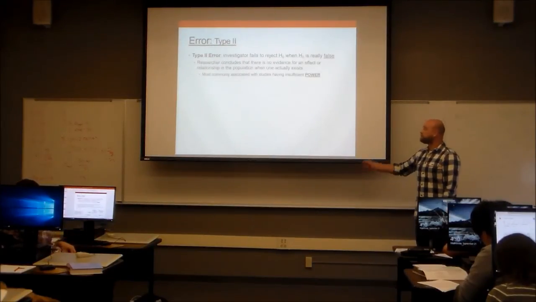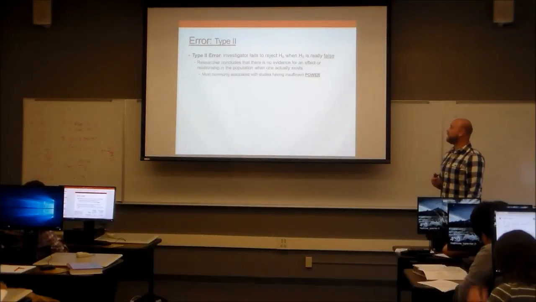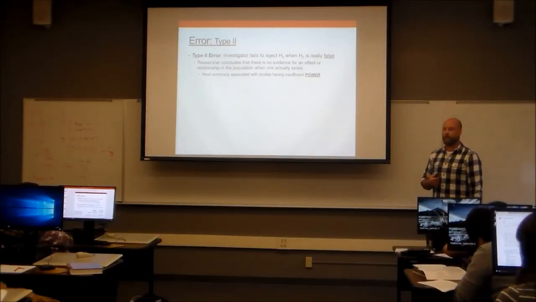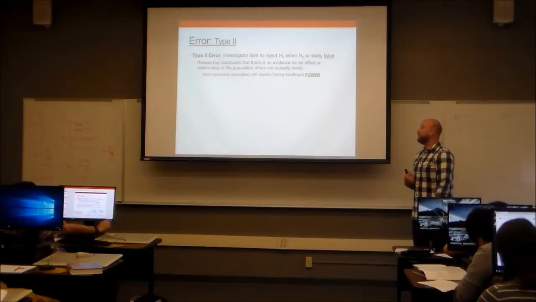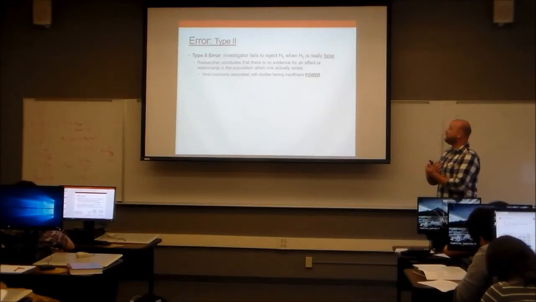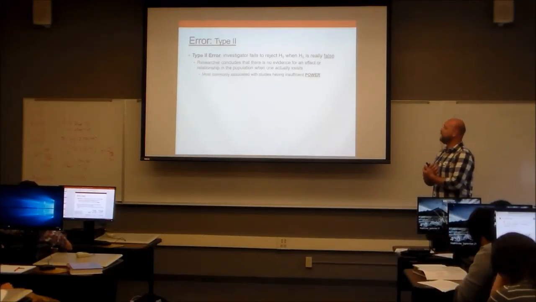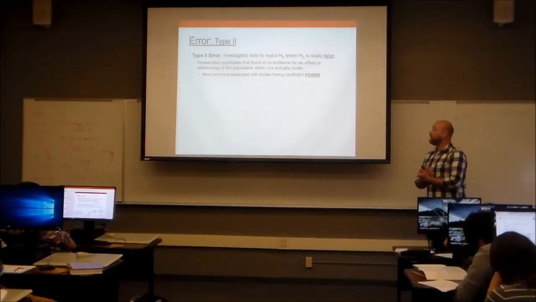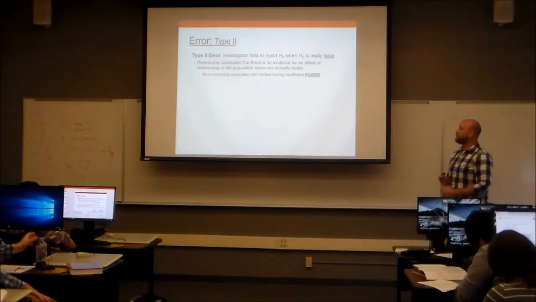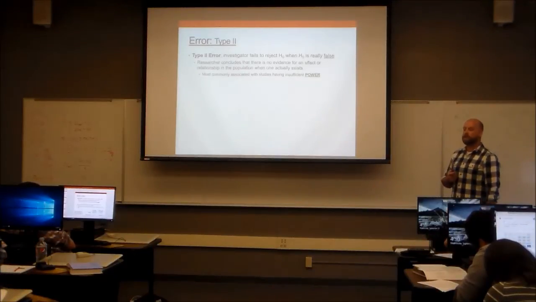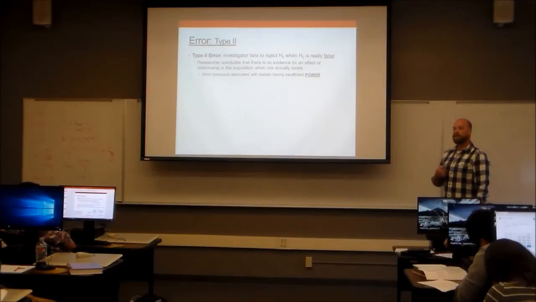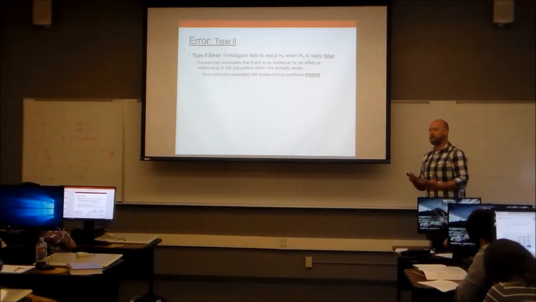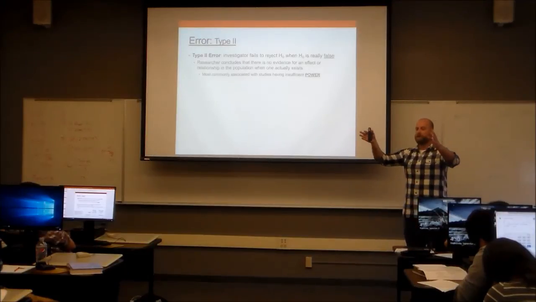Type 2 error, this is when we fail to reject the null hypothesis when the null hypothesis is actually false. Okay, we conclude that we don't have enough evidence for an effect or a difference in the population when there actually is one. Okay? This is our missed opportunities. Most commonly associated with studies with insufficient power, right? If so, there is an effect, right? There's actually an effect. Like objectively, out there in the universe, this population is different than this population, right?